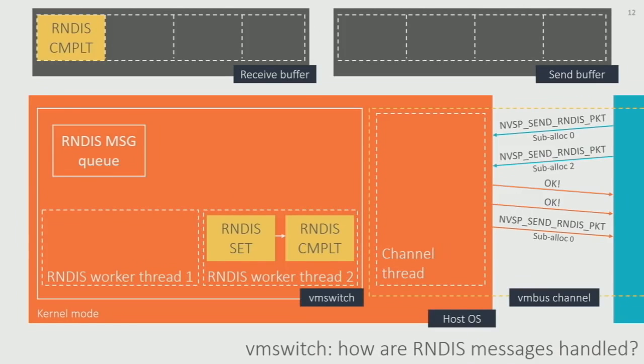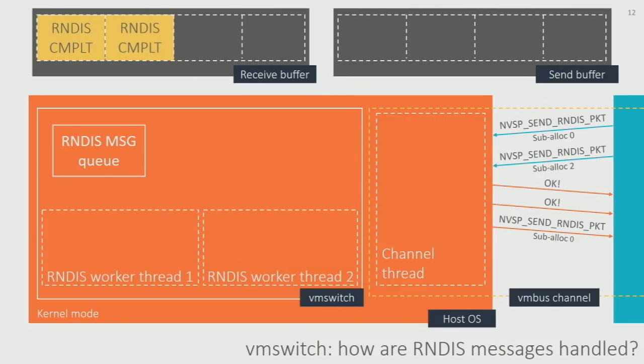And I know all these details are kind of boring, but they will all come up later, so try to pay attention. And so after that, the host OS is going to acknowledge that it has finished this message. It has placed the completion message into the receive buffer. It's going to do the same thing for the other message, acknowledge it to the guest, and that's basically it.